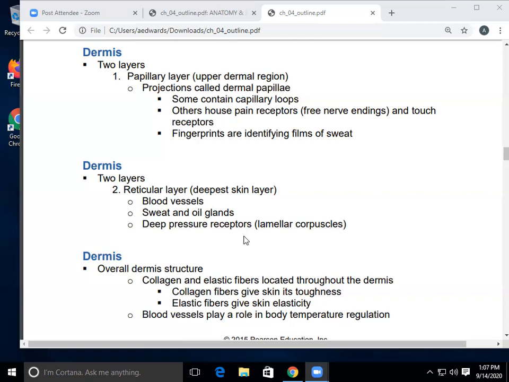So deep to the papillary layer is the reticular layer. There you'll find more blood vessels, your sweat glands, and oil glands. You'll also find receptors for pressure. These are lamellar corpuscles. So your sweat and your oil glands are not in your epidermis. Okay, they're in your dermis. They have ducts that travel up through your epidermis to your skin surface.